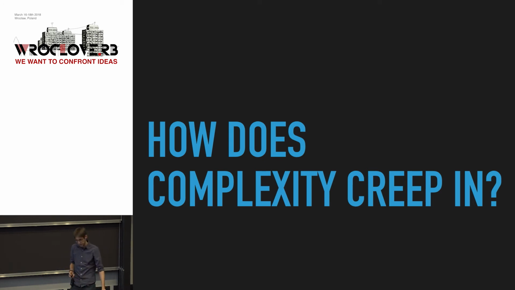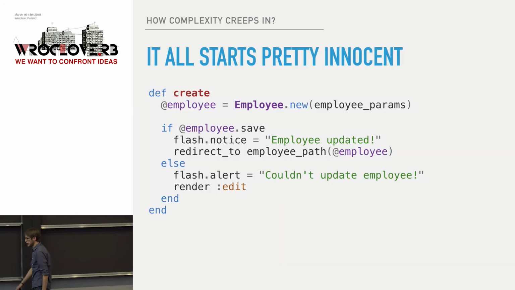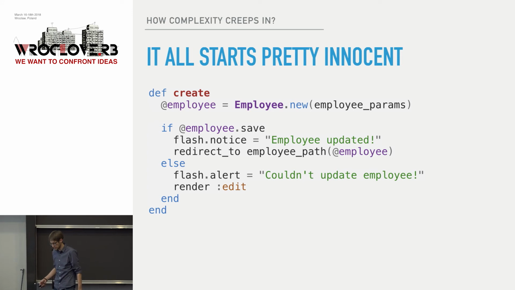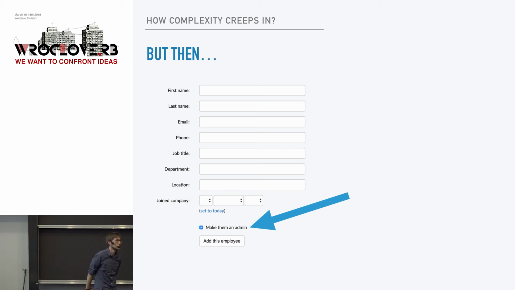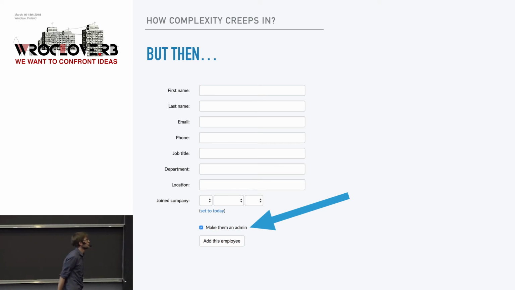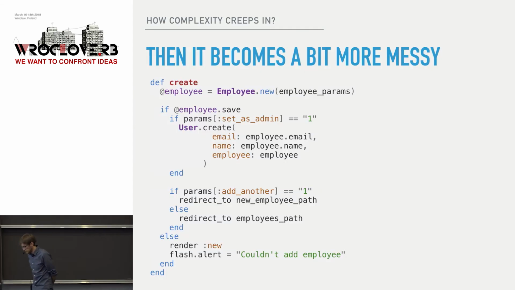So how does the complexity creep in? At the beginning we have simple controller actions. So we have new employee. If it's valid, it gets saved. Then we redirect the user. If something goes wrong, then we render the form. But then a business guy comes and asks us to add this small checkbox so that when we create an employee, we also want to promote him to administrator if the checkbox is set. Then it becomes a little bit more messy.